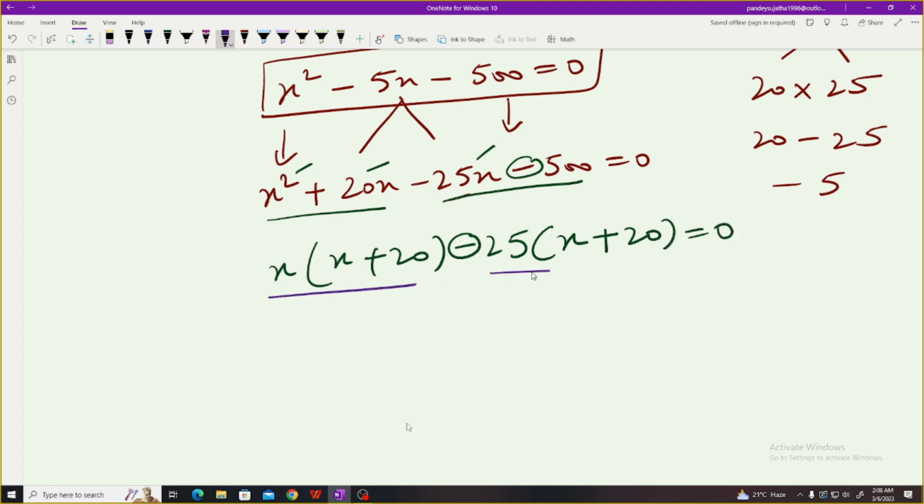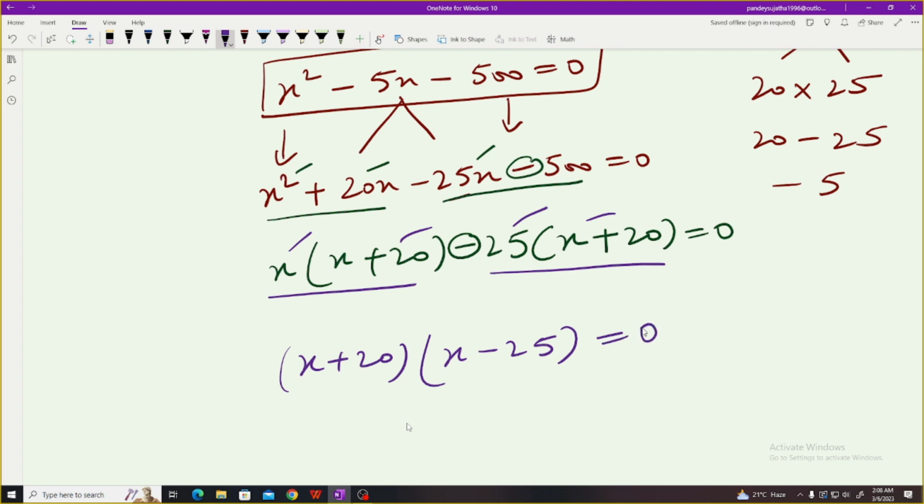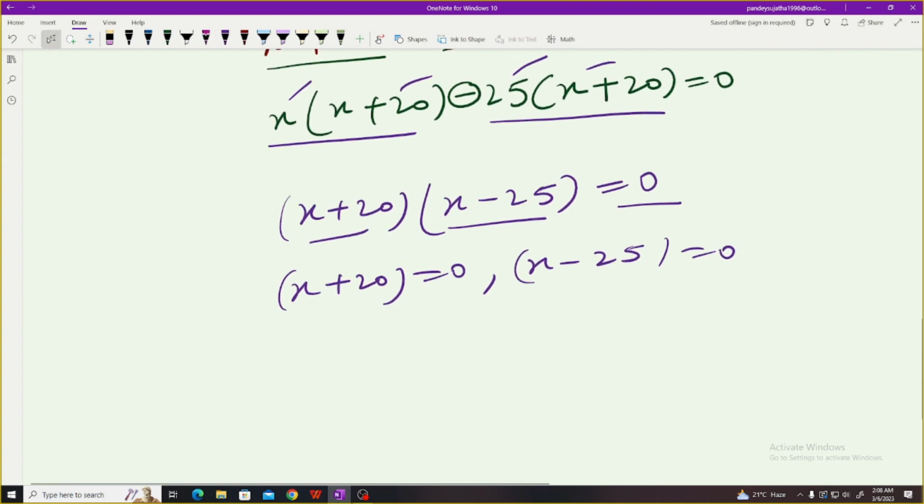From these two terms x plus 20 is common. So we have taken x plus 20 as common out. From this term x is left, and from this term minus 25 is left. So it is x minus 25, which is equal to 0. Here we have two factors that are equal to 0. So x plus 20 is equal to 0, and x minus 25 is also equal to 0. So the value of x will be equal to minus 20 and x will be equal to 25.